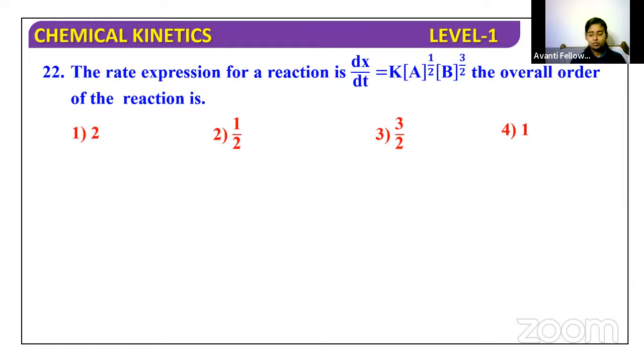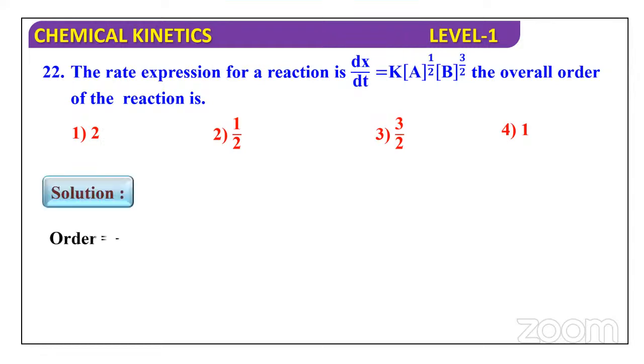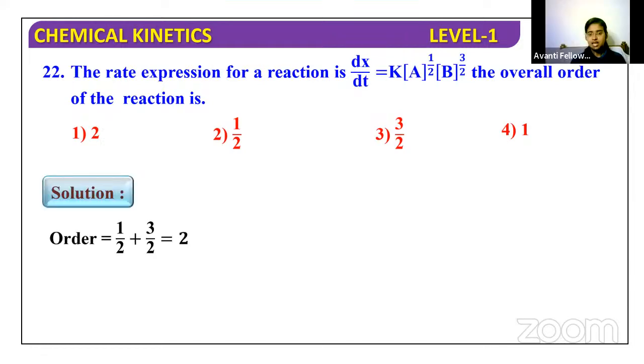Sakshi is giving option 1. Very good. So what we have to do to find out the overall order? Add the two numbers, you will get the answer. Yeah, everybody is getting the answer. Very good.